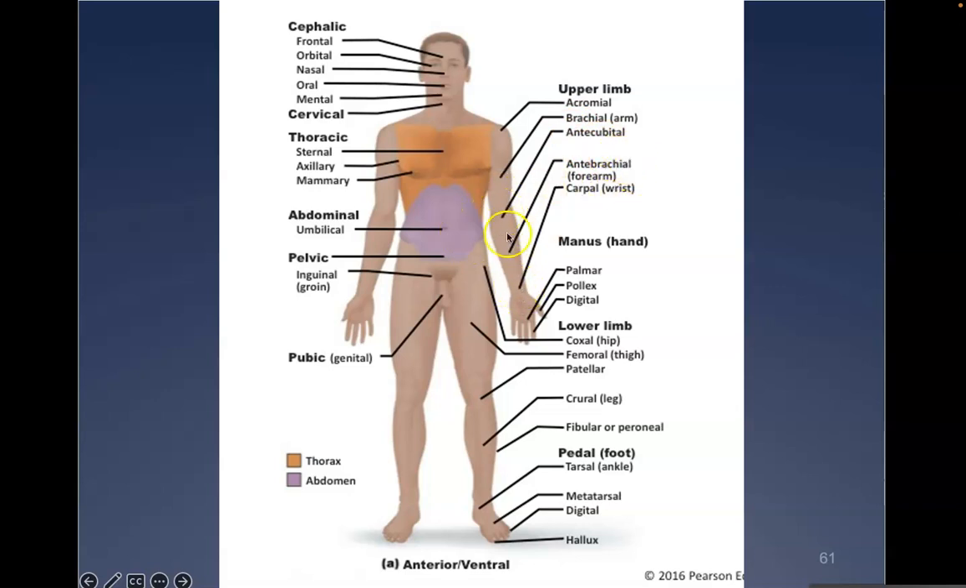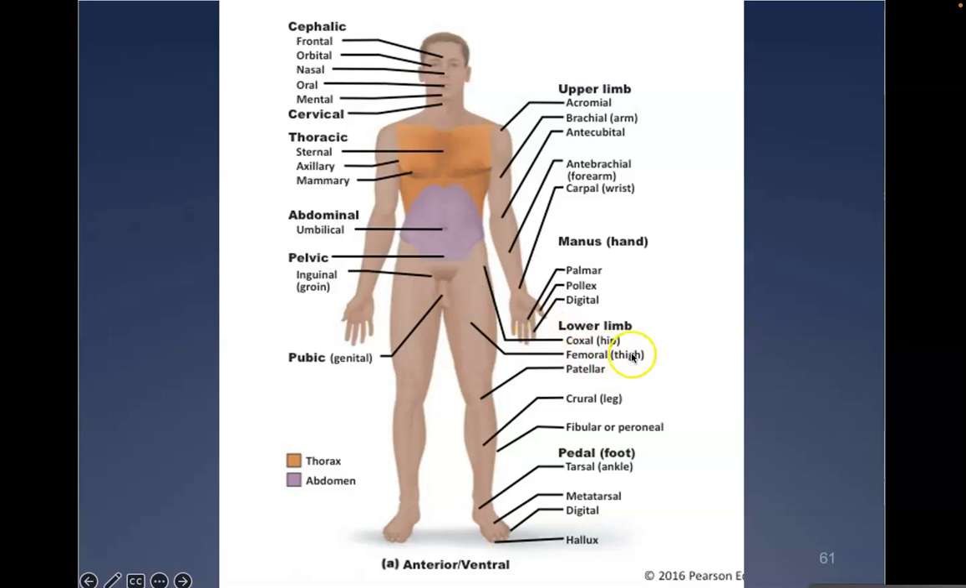Antebrachial is going to be the forearm region. Carpal will be your wrist. And then when we talk about the hand, obviously, the palmar region would be your palm. The pollex is going to be your thumb. And then all the other fingers are going to be your digits. Okay, so here you've got digit 1, 2, 3, and 4. And then here's your pollex, your thumb.